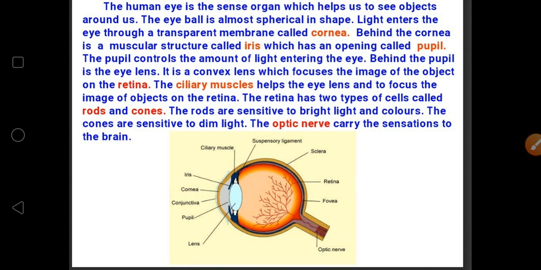So, I think you understood the parts of the eye, and you will be able to elaborate the parts of the eye, and you will write these parts of the eye and draw the eye in the notebook. I will provide you the notes of this eye very shortly. Thank you for today.